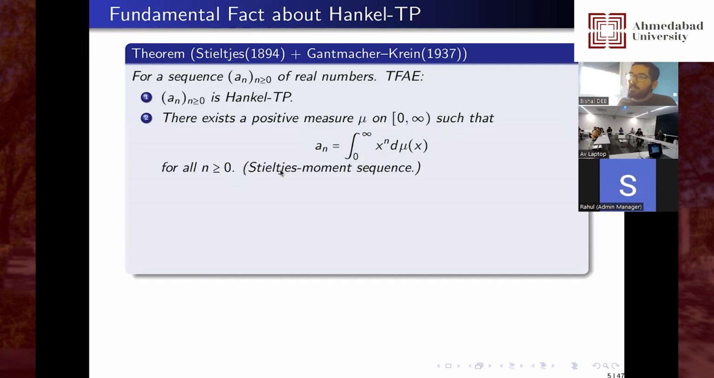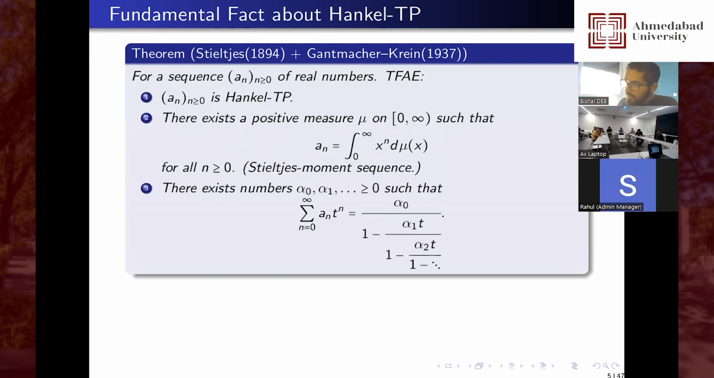Such sequences are called Stieltjes moment sequences, and such moment measures are called Stieltjes measures. There is a big history of the Stieltjes moment problem, which I'm not going to get into. The third equivalent condition is that there exist some real numbers alpha 0, alpha 1, alpha 2, and so on, which are all non-negative, such that if you take the power series, the sum over all a_n t to the power n, then as an expression in formal power series, so you don't care about convergence, this identity holds.